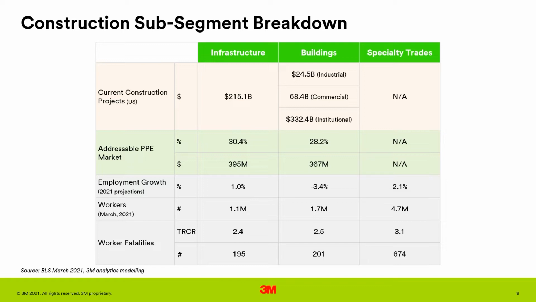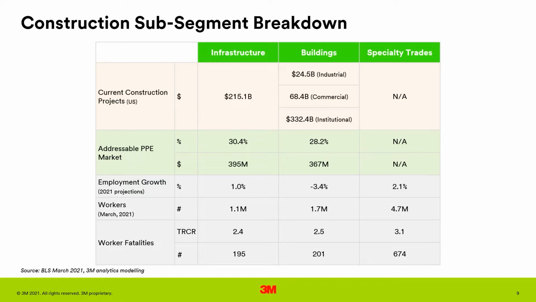In terms of addressable market, the overall infrastructure work accounts for about 30% of all construction business in the US. So about $395 million in addressable market. So a very, very significant chunk there.